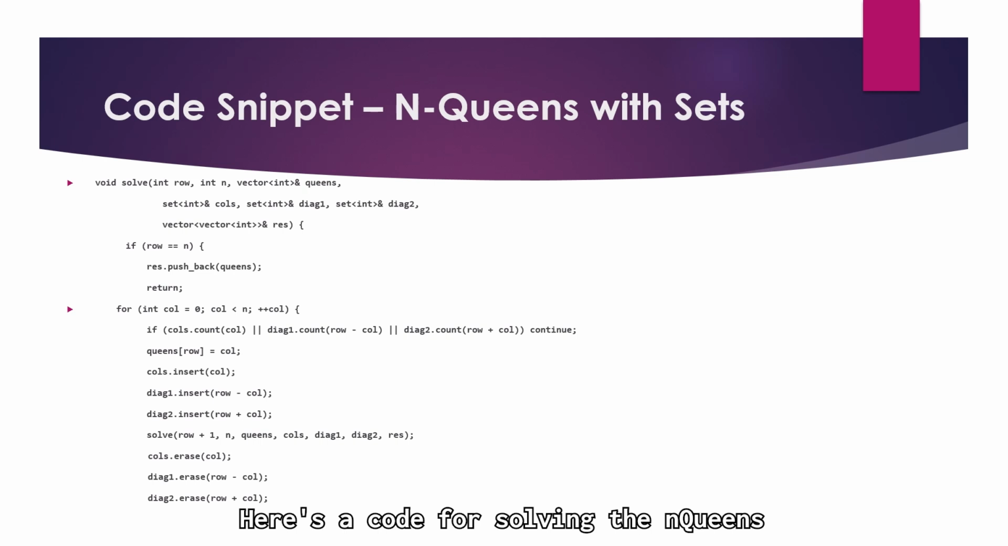Here's a code for solving the n-queens problem using backtracking and STL containers. We maintain three sets, one for columns, one for the first diagonal, and one for the second diagonal. These sets allow us to efficiently check if a queen can be placed at any given position. After placing a queen, we recurse to the next row. If we reach a point where no valid position is found, we backtrack and try another column. STL makes managing the state and checking constraints much easier.